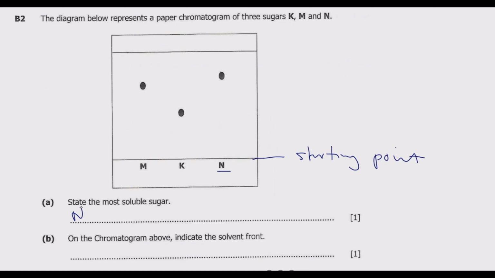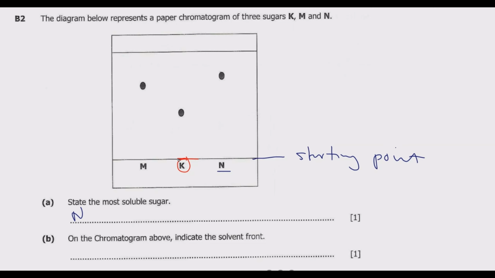The least soluble is the one that has moved the smallest distance, which is K. So K has moved the shortest from the starting point. Then question B, on the chromatogram above indicate the solvent front. So what is the solvent front? That's the question that we need to ask ourselves.